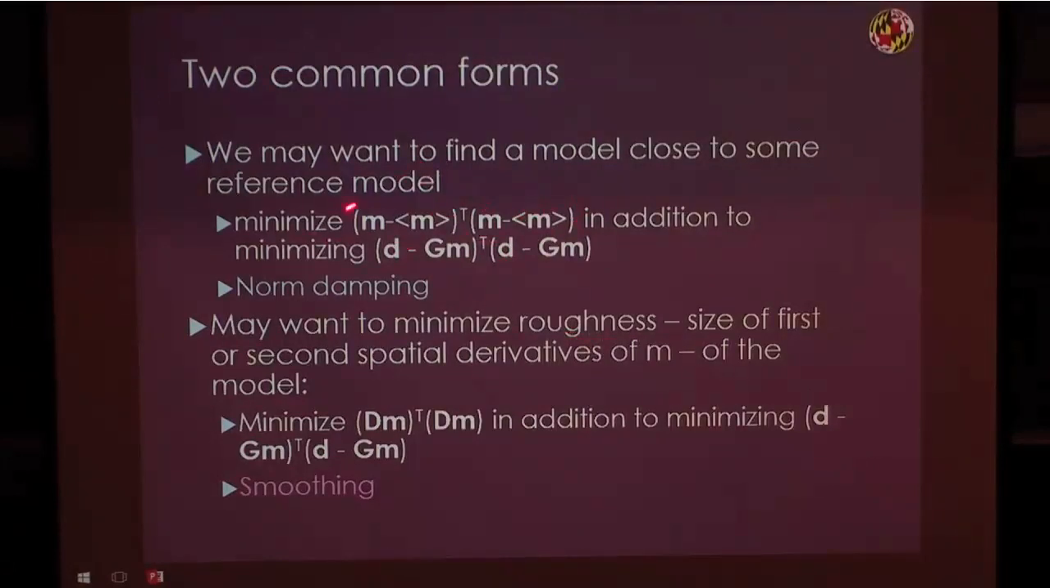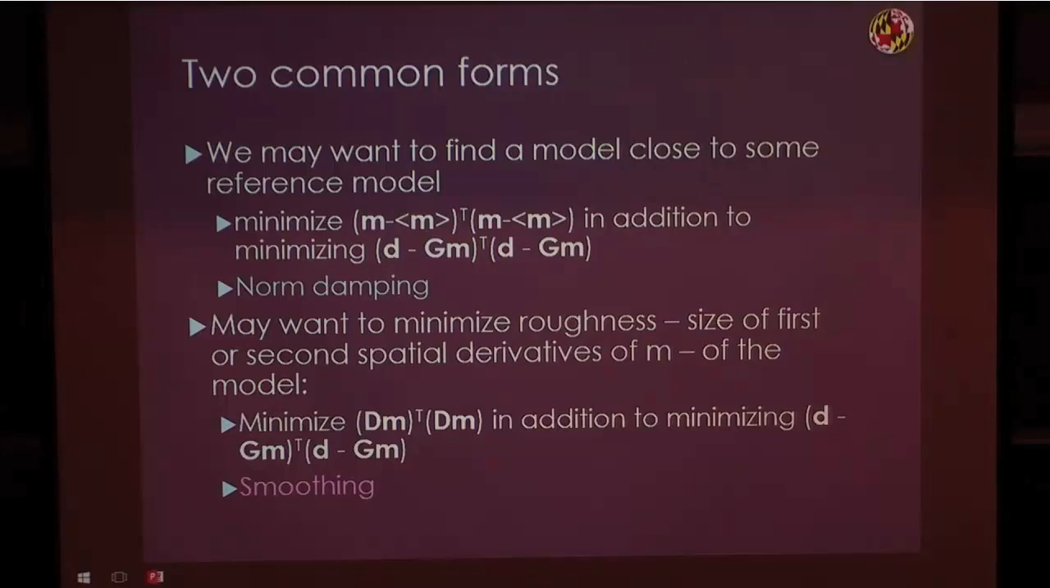You want your solution to be close to that reference model. The reference model here is shown right here. And so we have your actual model minus the reference model, transposed, times the other one. This is essentially the length squared of that vector of the differences. And so what you want to do is minimize this, in addition to the typical thing, which is that you want your residuals to be minimized. This procedure is called norm damping.